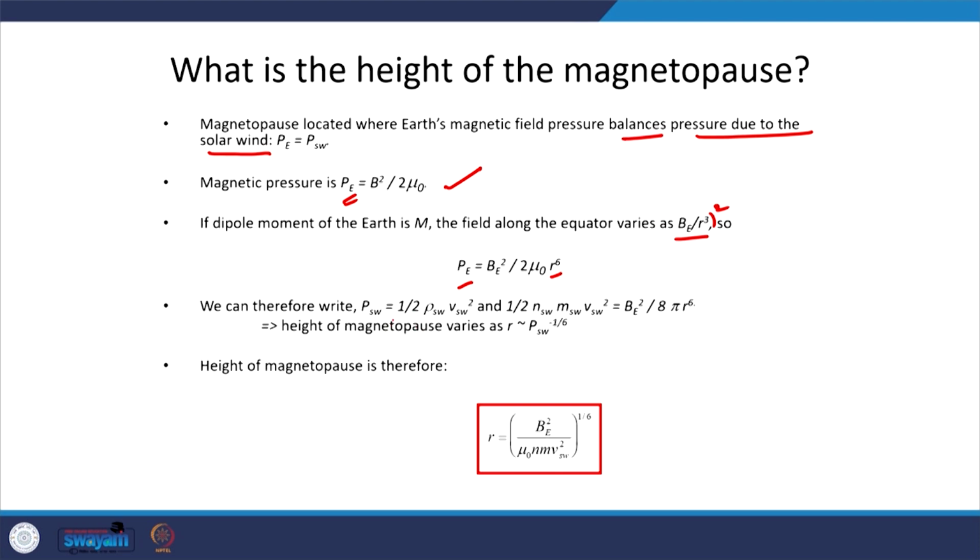So, we can therefore write the pressure due to the solar wind as half rho SW V SW squared. So, you can write the pressure due to the solar wind becoming equal to the magnetic pressure. So, the height of the magnetopause varies as r approximately equal to the pressure due to the solar wind taken to the power of minus 1 by 6. So, equating these two, the height of the magnetopause can be written as Be squared by mu naught n m V SW squared, raised to the power of 1 by 6. Right. So, we can put the actual values and then we can calculate the value of r.